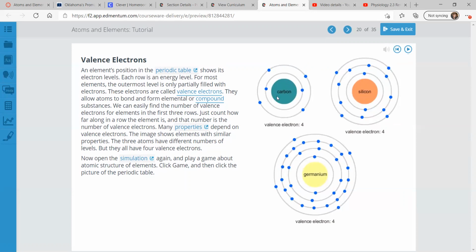Does that make sense? So carbon has 2 in the inner level and then 4 on the outer level. Silicon has 2 in the inner, 8 in the second level, and then 4 in the outermost level. So you see how carbon only fills up 2 levels, silicon can get up to 3, and then germanium can get up to 4. But they all have the same number of electrons in the last energy level.